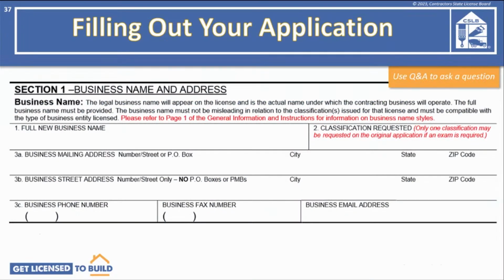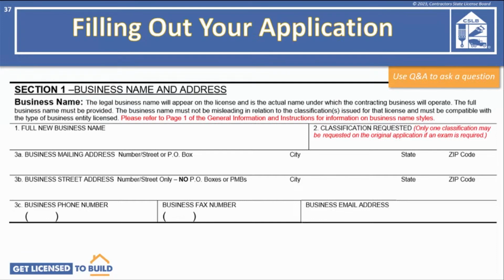Now we'll go through the parts of the application. Section 1, the business name and address. Now that we've gone through the information you'll need to include, here's a closer look at the application so you can see where the information goes. Section 1 is where you list your business name.